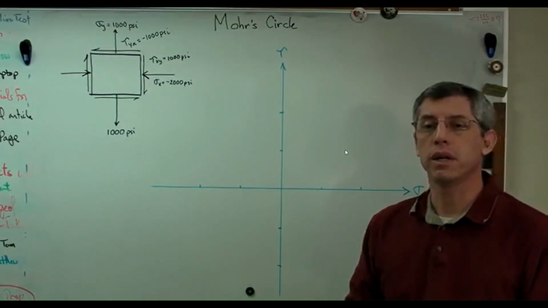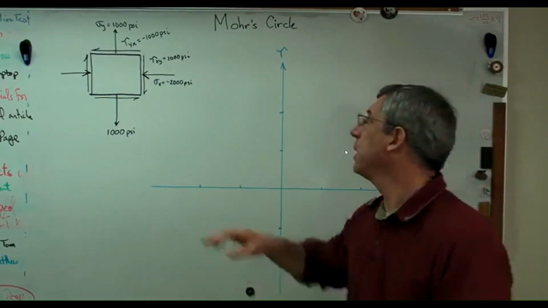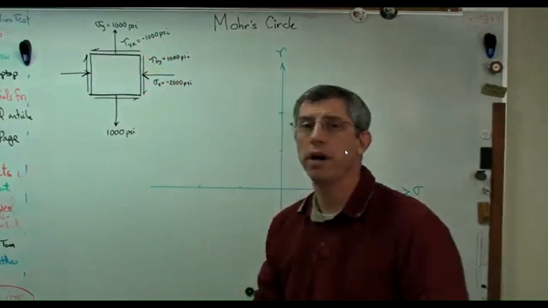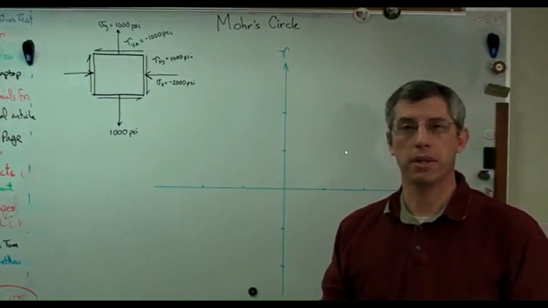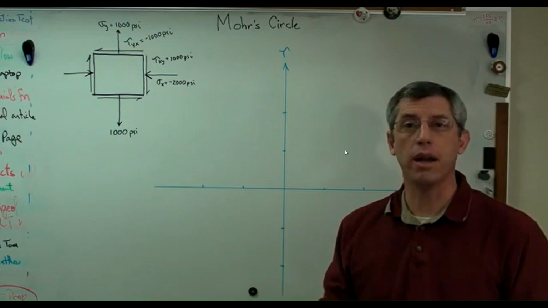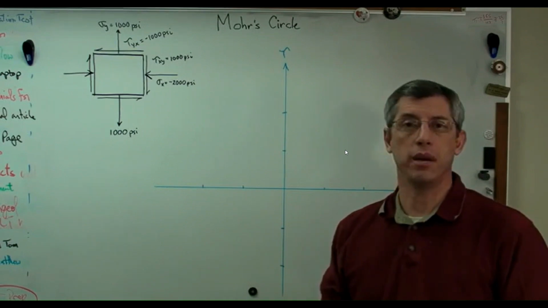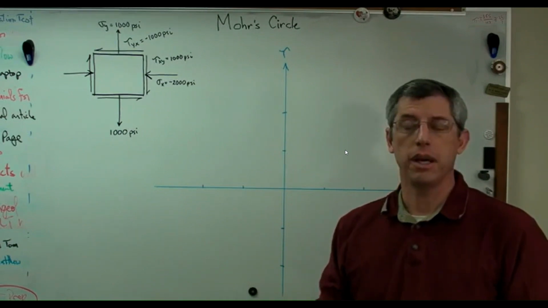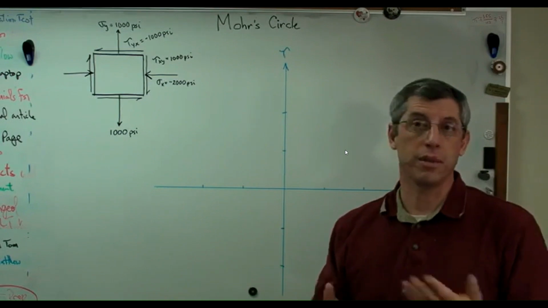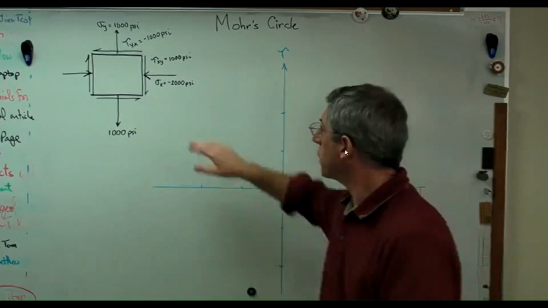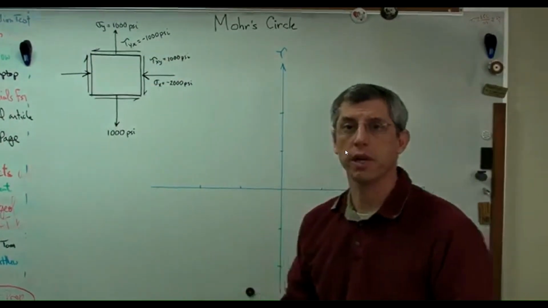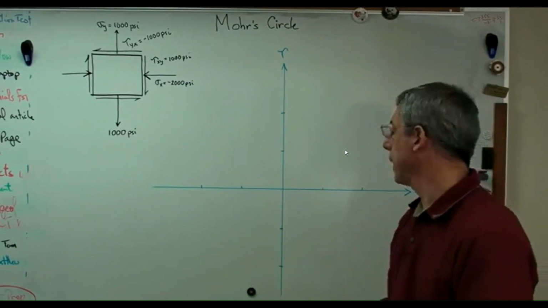Now, one of the requirements of the stress element is that the shear stress on the y face be equal and opposite to that on the x face. If they're not, then there's going to be a net moment on the stress element, and it's not going to be in static equilibrium. So if we know one shear stress, we know the other one by default.